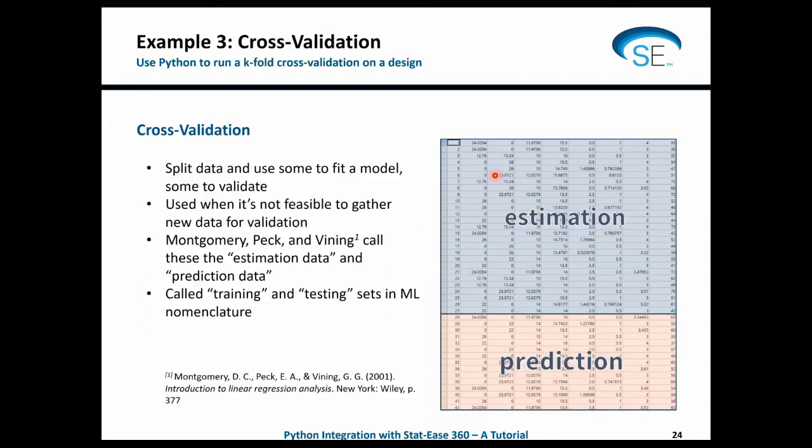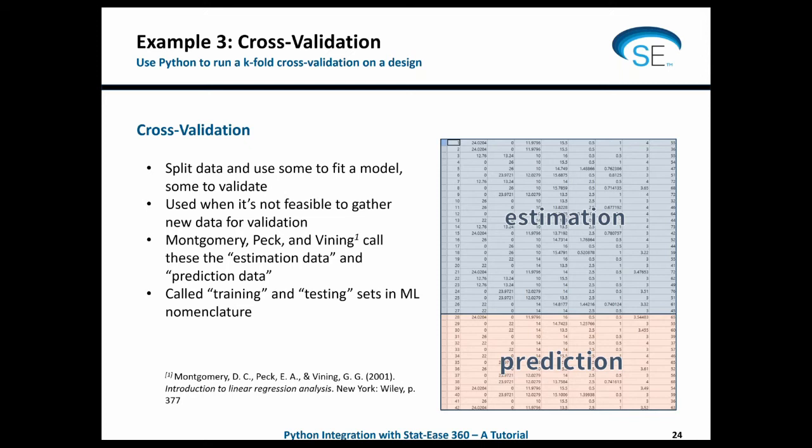All right, so the final example here is cross-validation. I'm going to go through actually a couple of cross-validation examples using Python and Stat-Ease 360. So cross-validation is a way to validate a model when you can't gather additional data to do verification runs.